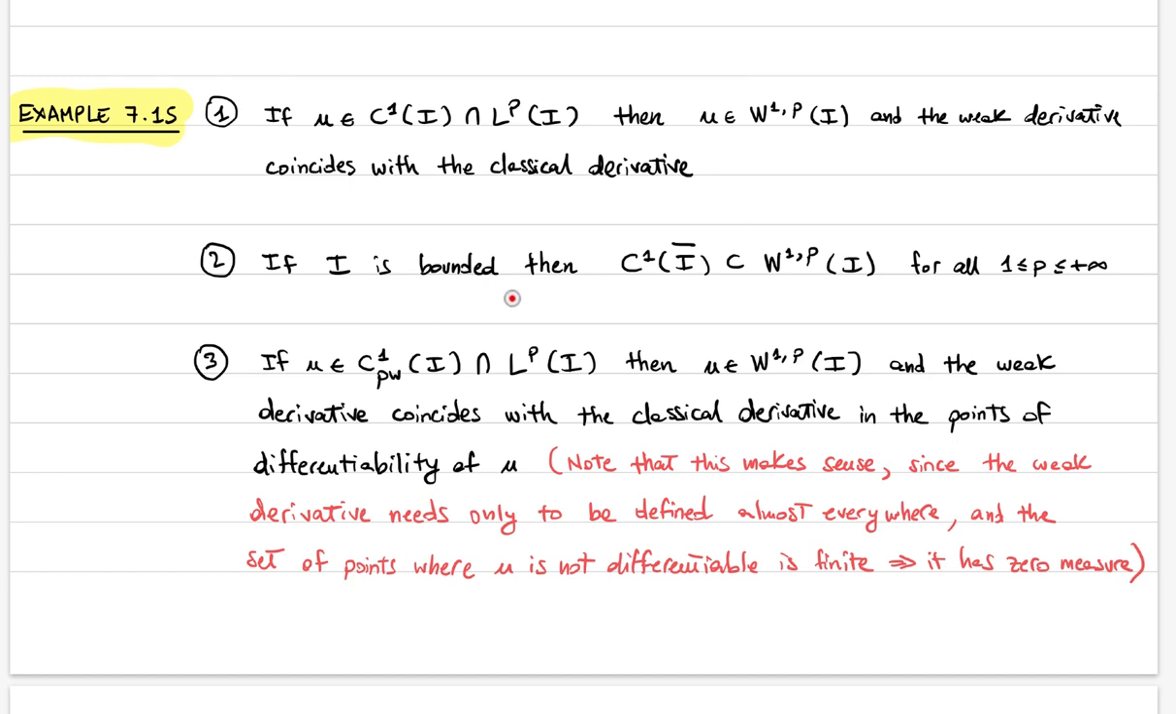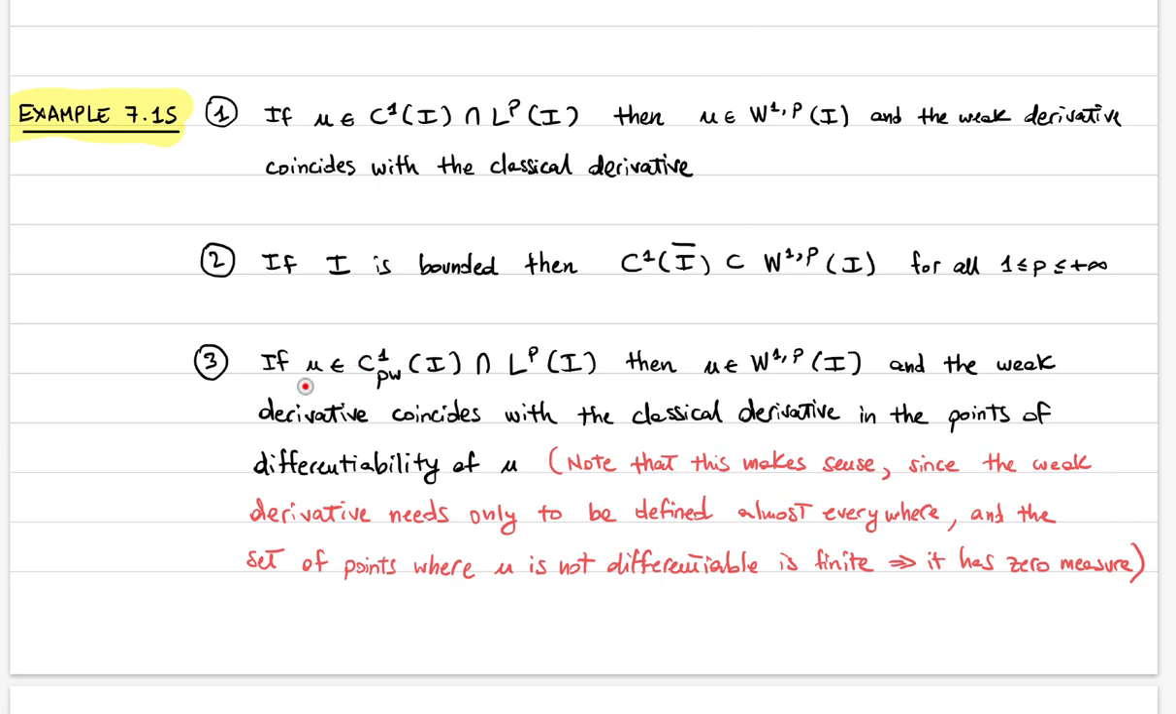If I is bounded, this is a second example, then C1 of the closure of I belongs to W^{1,P}, and this is just a special case of example 1. Here I'm saying that if u is in C1 intersection L^P, then u is in W^{1,P}. But if the interval I is bounded, then obviously all C1 functions are also in L^P for any P, and then we can just say that C1 is contained in W^{1,P} for this special case.